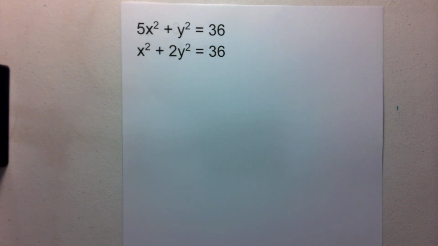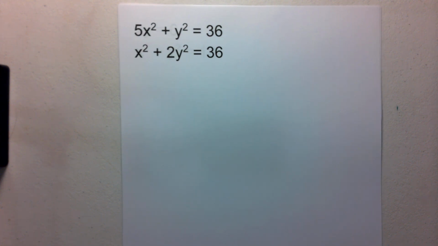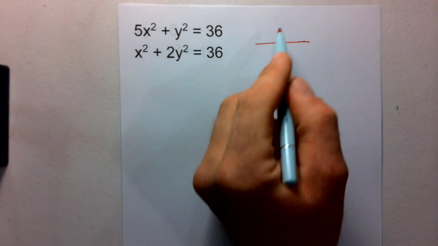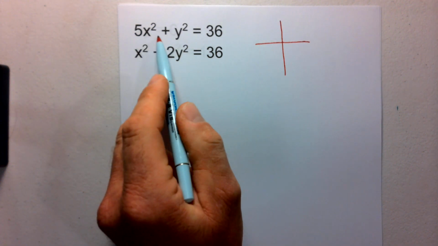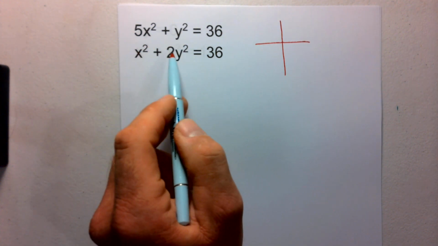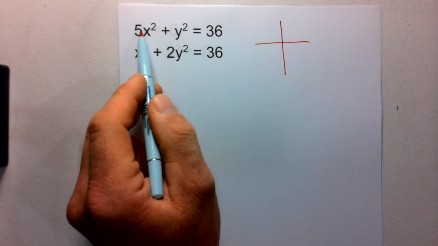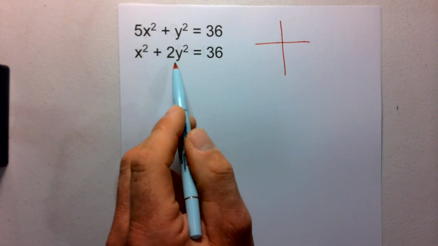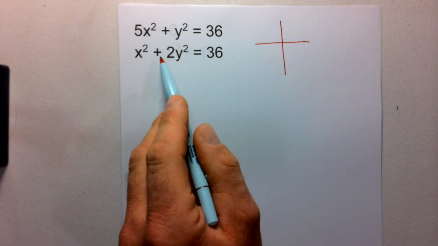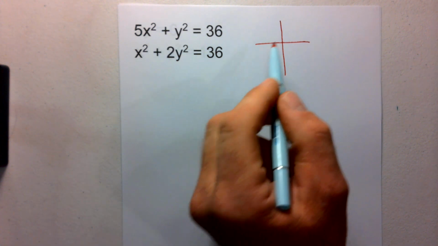Looking at our next example here, we have 5x squared plus y squared equals 36, and x squared plus 2y squared equals 36. So first looking at these, I see I have two ellipses. I have one that's going to be parallel to the x-axis and one that's going to be parallel to the y-axis, and they're both centered at the origin.